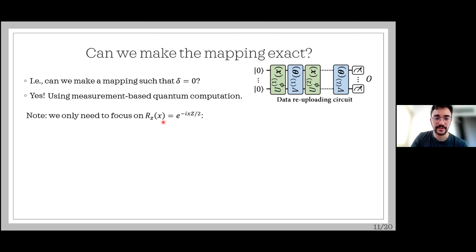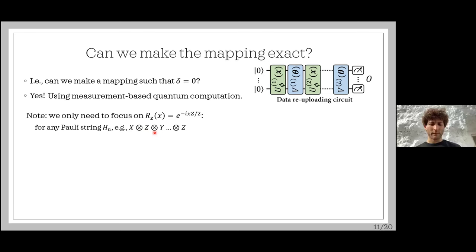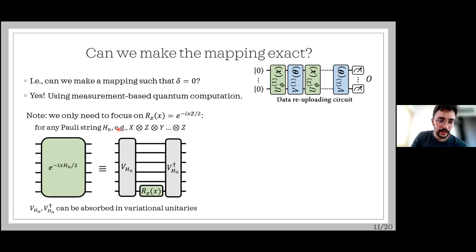The idea is that for any Pauli string of this form, so just the tensor product of Paulis, a Hamiltonian evolution of that Pauli string can be decomposed in this form. It's equivalent, where you have some unitary that you apply first, then the R0 rotation on one of the qubits, and then a unitary that undoes the first operation. Most importantly, these unitaries don't depend on the angle X. The only thing that depends on X is the angle of the R0 rotation. This is a textbook construction you can find in Nielsen and Chuang as well, and it is used, for instance, to implement QAOA or things like this.